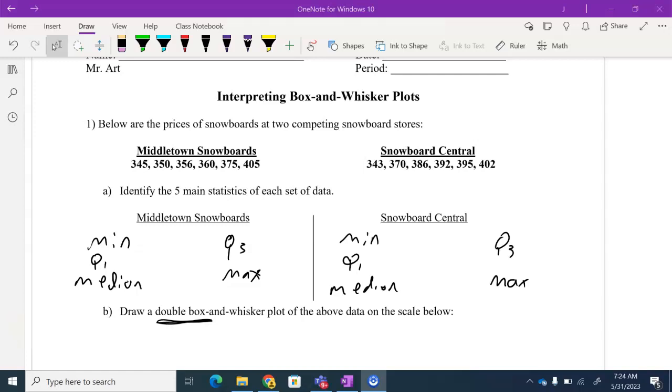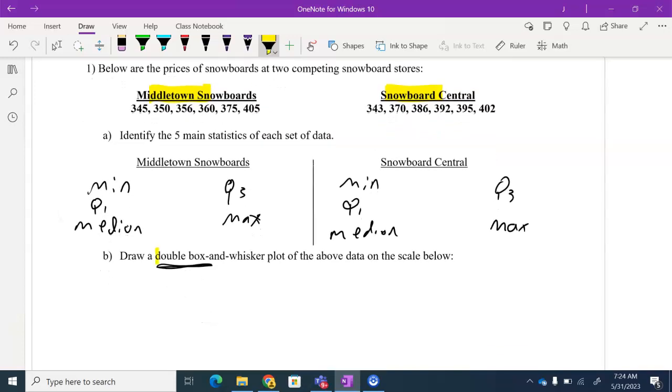You need to start learning how to create two box and whiskers and compare them. So I'm going to give you this worksheet and you need to work it through. I'm going to give you this example. You have two snowboard companies, Middleton and Snowboard Central, and so you want to create a double box and whiskers. That means create one on top of the other to compare them.